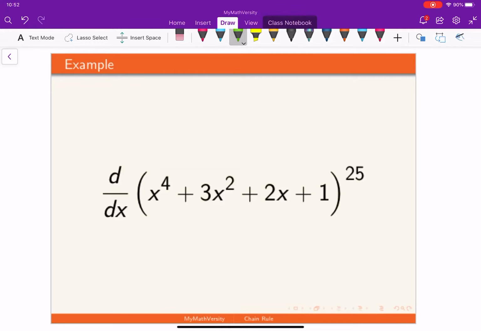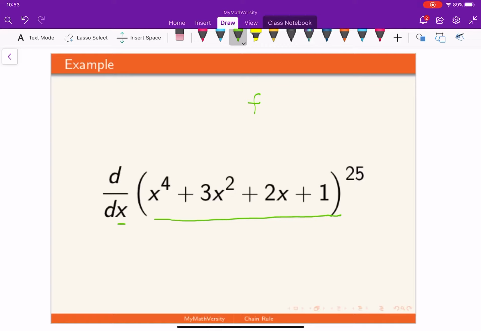In this example, we need to find the derivative of the function given here, x to the power 4 plus 3x square plus 2x plus 1, all raised to the 25th power. Our goal is to differentiate this function with respect to x. If you look at the structure of this function, you can clearly see that it looks like a function.